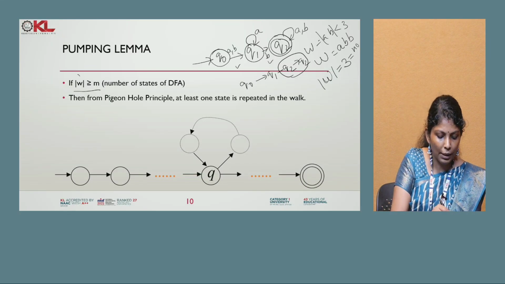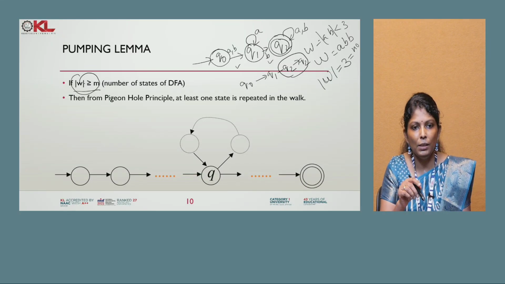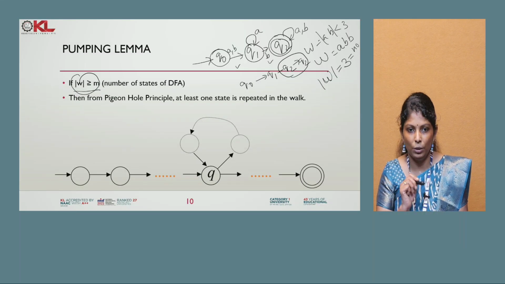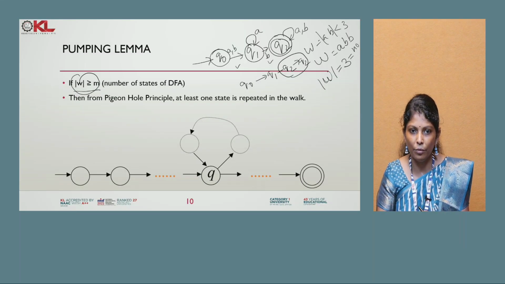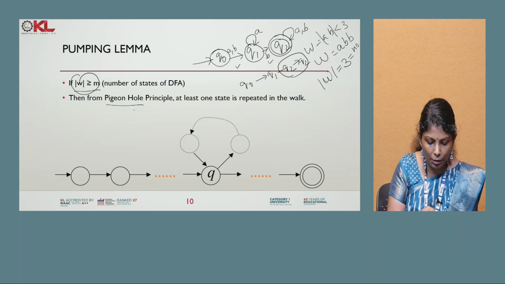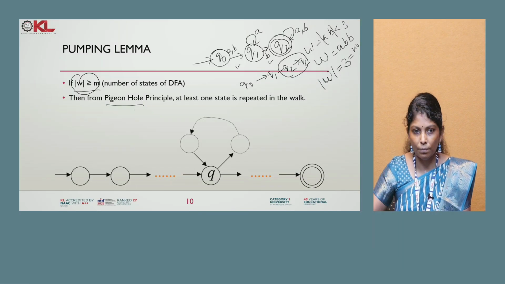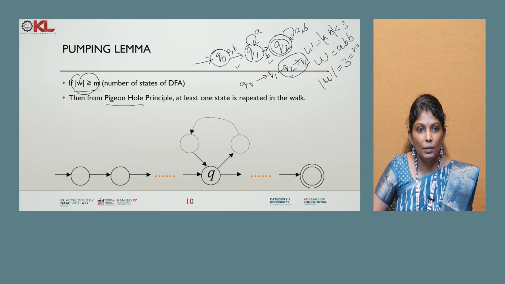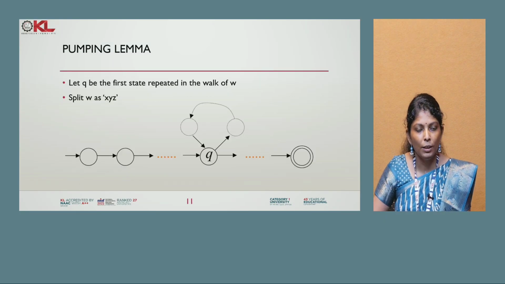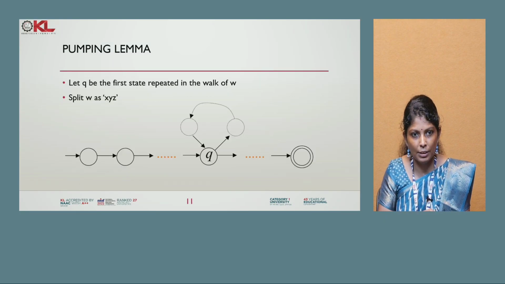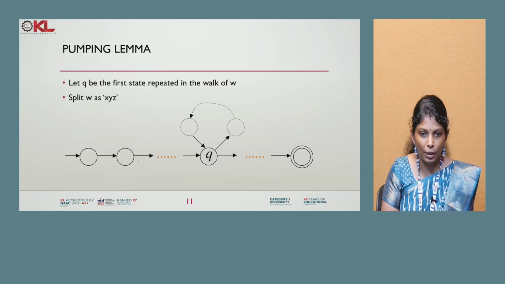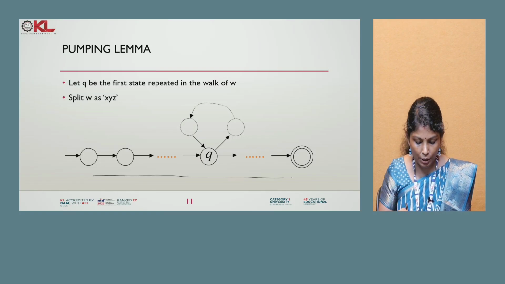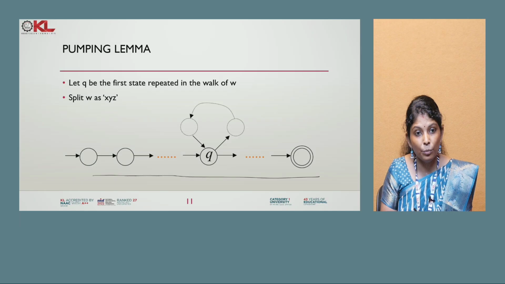Okay, so if this condition is satisfied, then at least one of the states will be repeated over the walk from the initial state to the final state. We call this the pigeonhole principle. This same principle we are going to apply in the pumping lemma. So let Q be the first state that is repeated in the walk. Assume this is the machine we have, and Q may be the state that is repeated in any string we consider.